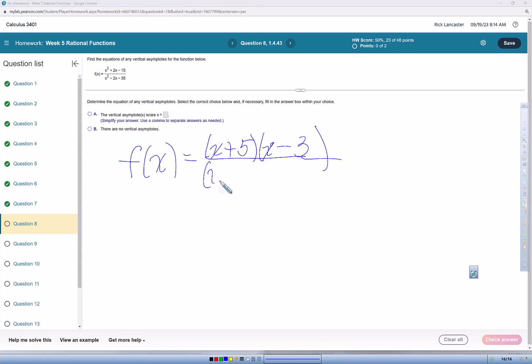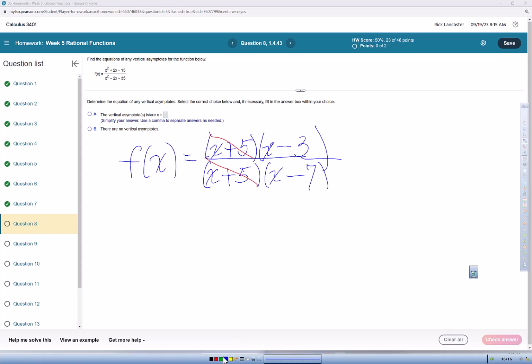In the denominator, we're going to follow the same process. X times x will give me the x squared. I've got a negative constant, so I have to have a plus and a minus. Here, the middle term is negative, so the bigger number needs to be negative, and the smaller number needs to be positive. And here we have two factors that will cancel out between the numerator and the denominator.